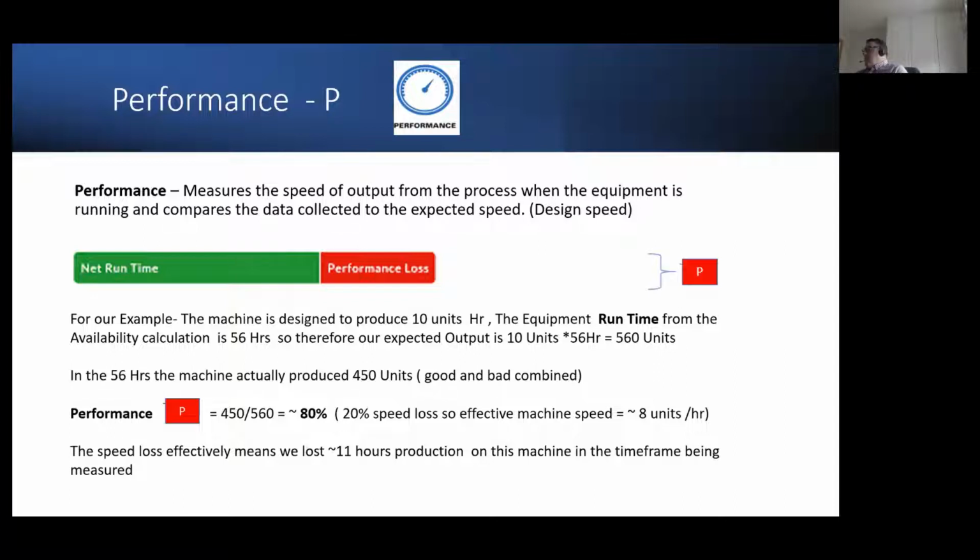These figures are fantastic when you're actually going to plan. Sometimes our plans are made against the spec of the machine that is going to produce 10 units an hour. But if you have ongoing data that shows you the actual speed of the machine, this can really help you with your overall planning. The speed loss effectively means that although we were producing, we were producing very slowly. So the machine lost 11 hours of production in that particular case because it was producing slower than expected.